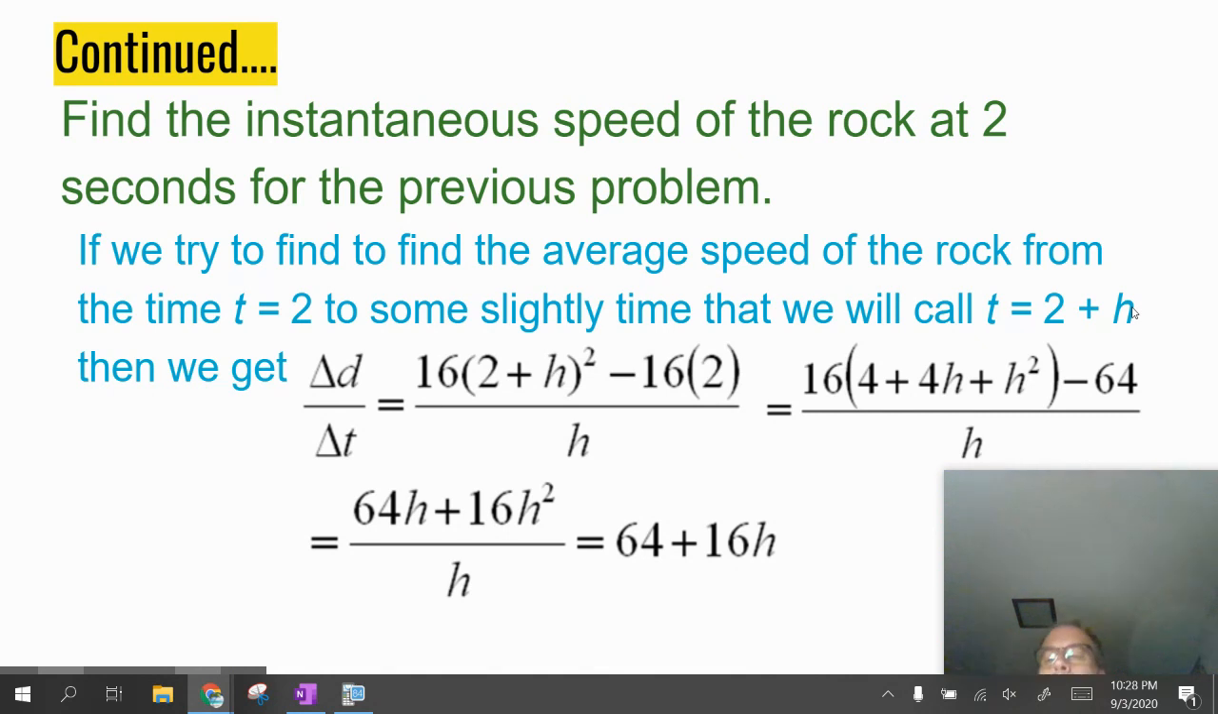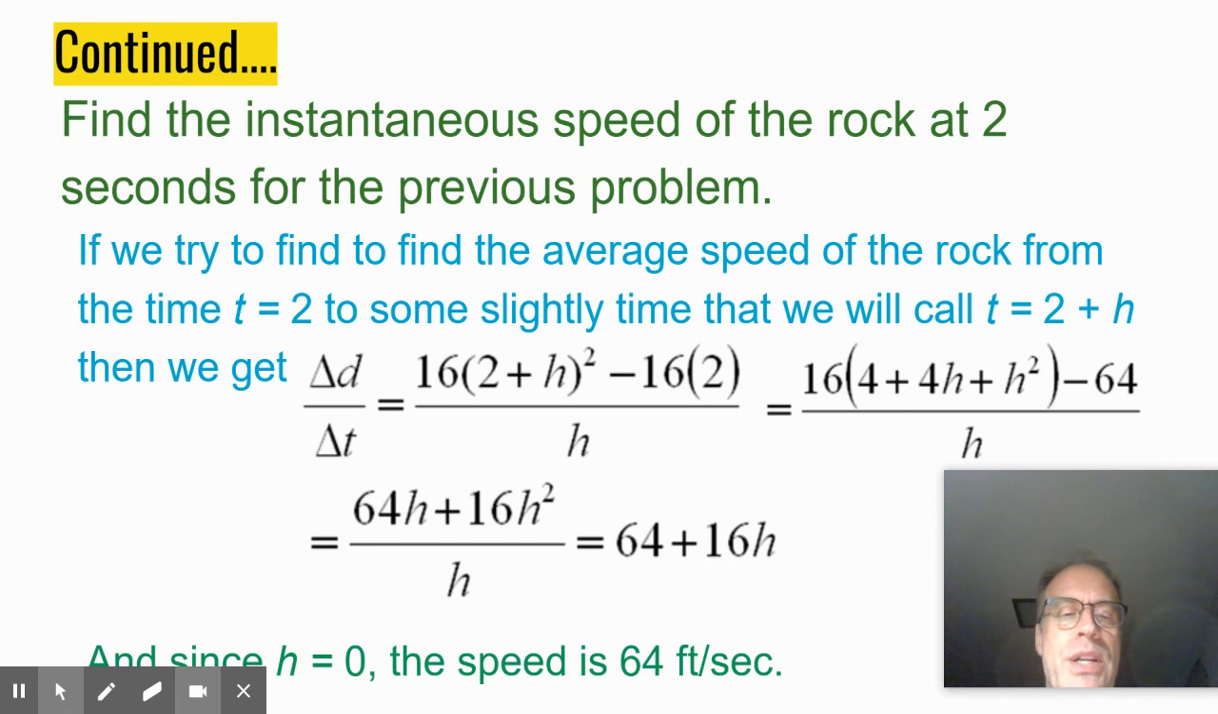But take a look. Remember I said I wanted this to be 2 plus h, where h was really, really small. How small do I want it? I want it to be 0. So what I end up doing in this case is I'm just going to say, since h equals 0, my final speed is going to be 64 feet per second.